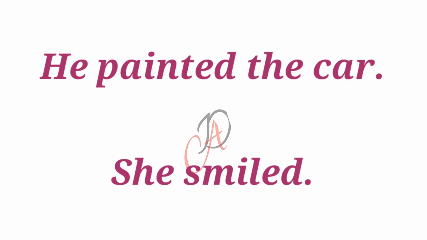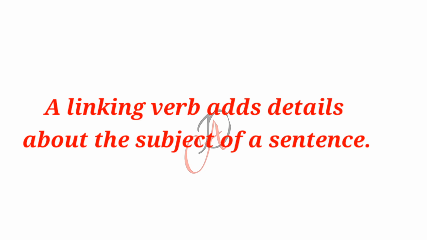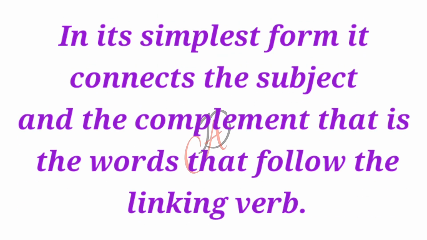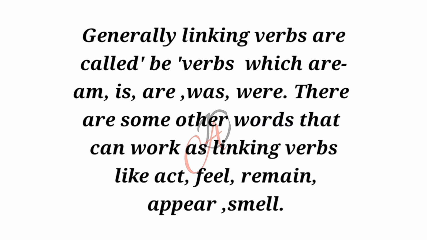So let's move on to the next type of verb, that is linking verb. It is a verb that adds details about the subject of a sentence. In its simplest form, it connects the subject and the complement, that is, the words that follow the linking verb. It creates a link between them instead of showing action. Generally, linking verbs are be verbs like am, is, are, was, were. However, there are some other verbs like act, feel, remain, appear, and so on.